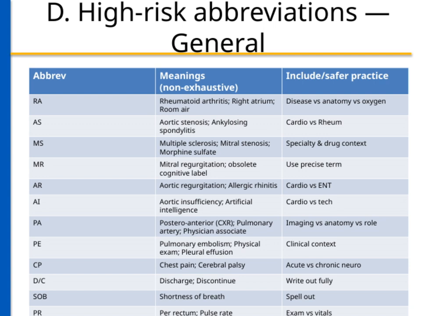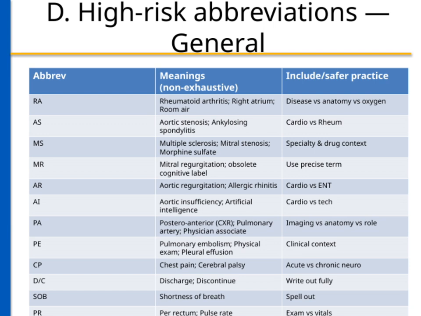Then we have PA, which could mean postero-anterior chest X-ray, pulmonary artery, or physician associate. Recognizing the context, imaging, anatomy, or role helps us use the abbreviation appropriately. PE might be pulmonary embolism, physical exam, or pleural effusion, each relevant in different clinical scenarios. For CP, the possibilities include chest pain or cerebral palsy, indicating either acute or chronic neuro conditions.